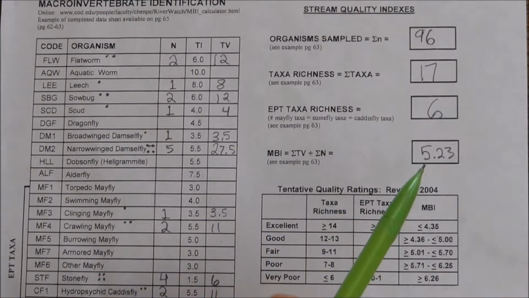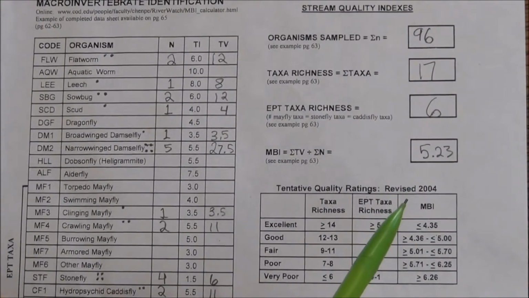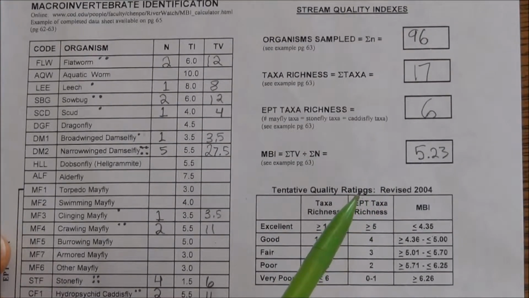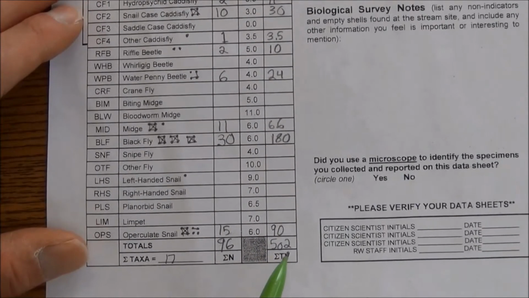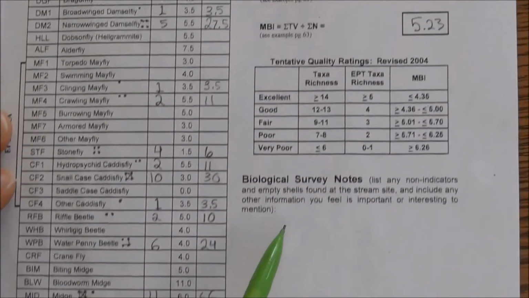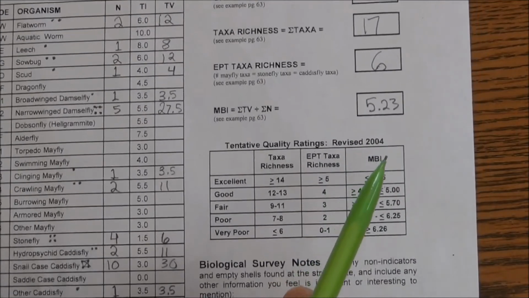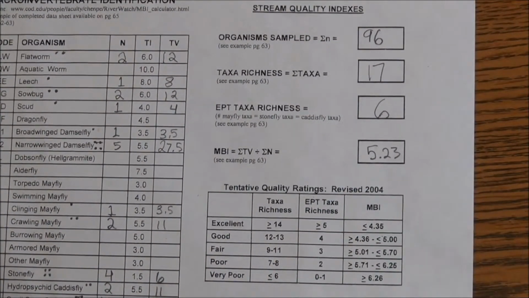And then you want to calculate your macroinvertebrate biotic index. To do that, it's just the average tolerance value of the macroinvertebrates you collected. So all you do is divide the sum of your TV column, 502, by 96. When you divide 502 by 96, you get 5.23.